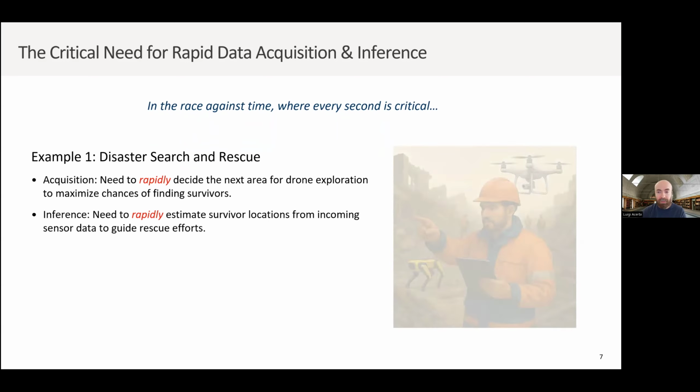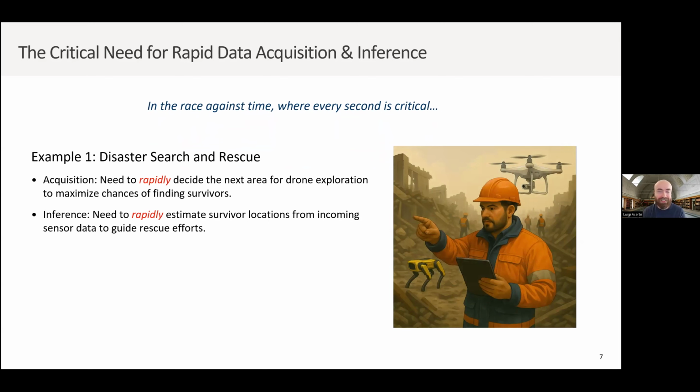Some examples, a bit glamorous: disaster search and rescue. We would need to rapidly decide where to do our searches. Then, based on the results of the searches, we need to decide where to move on next or what to do next, and take some decisions for deploying and intervening.